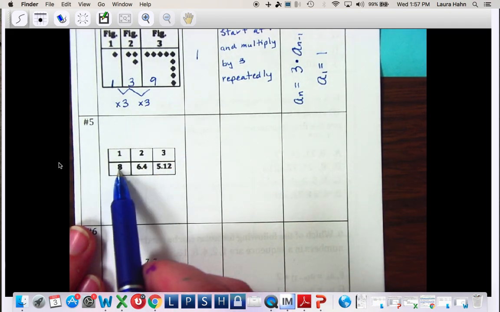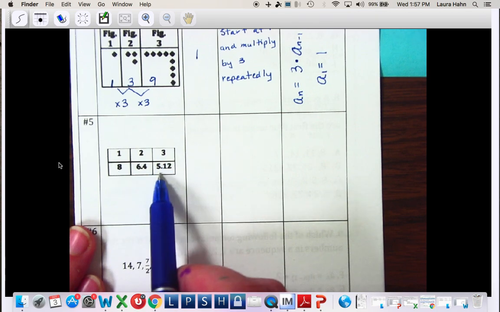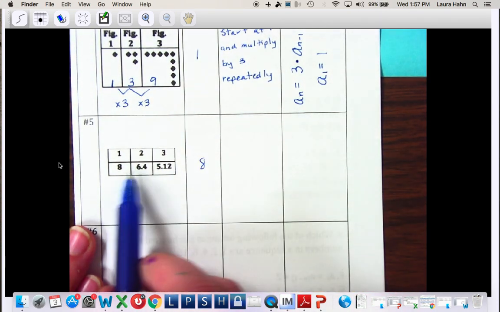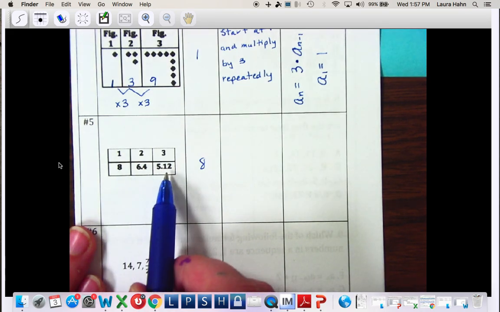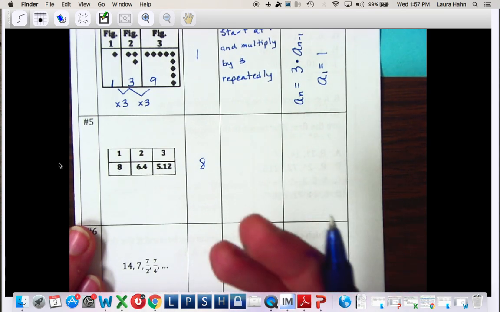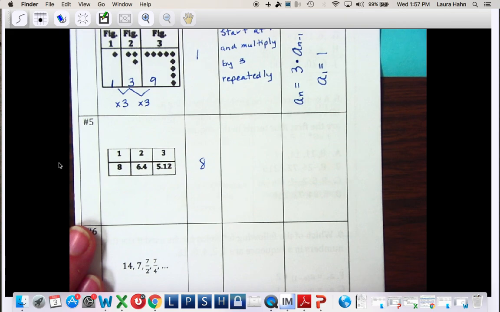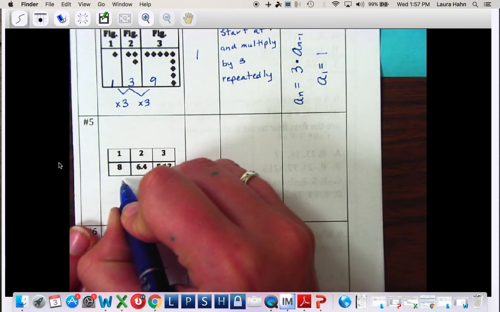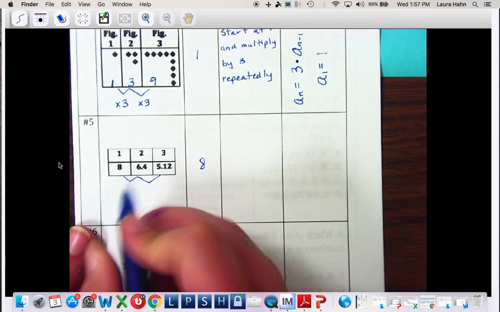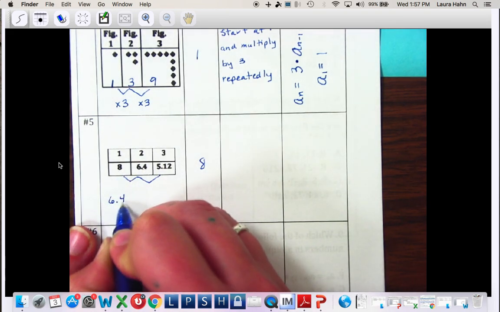Our first term is 8, second term is this, third term is this. So our first term is 8. Notice our numbers are getting smaller, so instead of multiplying by something, I know we're actually dividing by something, so you never actually say divide. We have to figure out what we are multiplying by, which means it's going to be a smaller number. So to figure out what that is you take your second number and divide it by the first number. So I'm going to take 6.4 and divide it by 8.